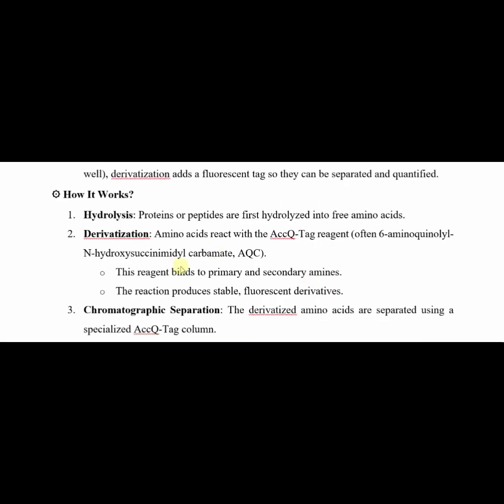How does it work? Proteins or peptides are first hydrolyzed into free amino acids. Then these amino acids react with the AccQ-Tag reagent, that is AQC. This reagent binds primary and secondary amines, and the reaction produces stable fluorescent derivatives. The derivatized amino acids are separated using a special AccQ-Tag column. Here we use a C18 column, and fluorescence or UV detection is used to quantify each amino acid.